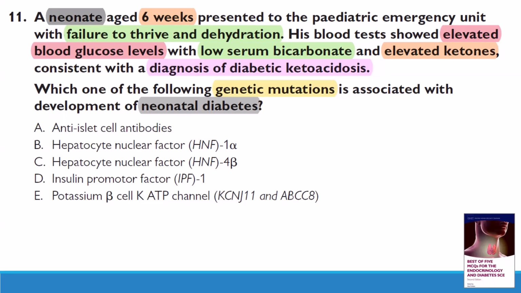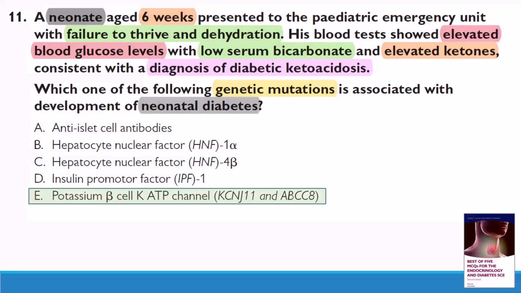Let's continue our discussion. This question from the textbook asks about an infant aged 6 weeks with failure to thrive, dehydrated, blood glucose elevated with low serum bicarbonate, diagnosed as DKA. It asks which genetic mutation is associated with the development of neonatal diabetes mellitus. Yes, you are right. The right answer is E.